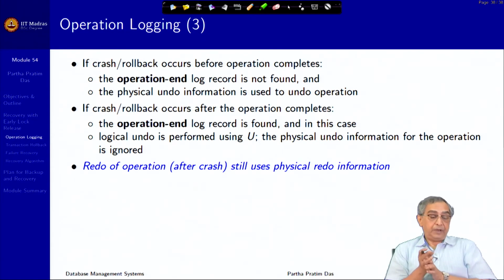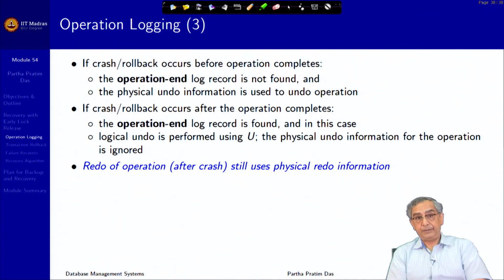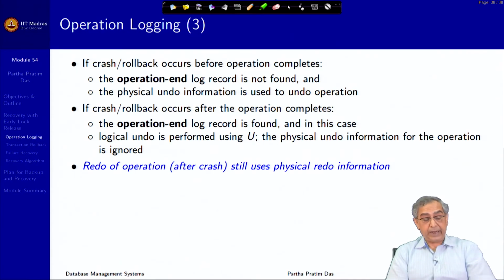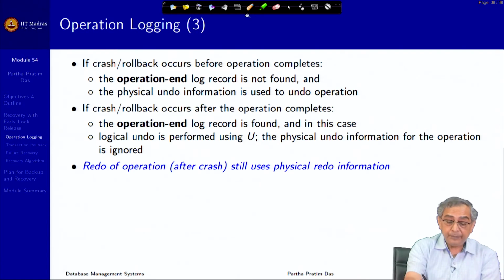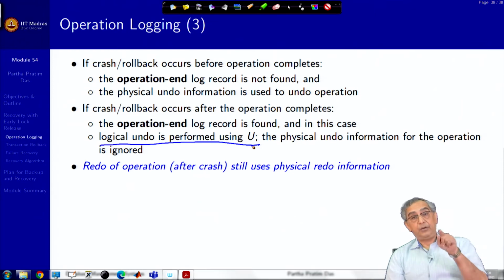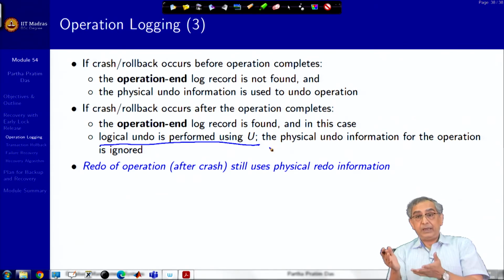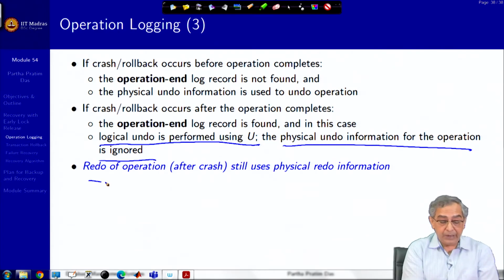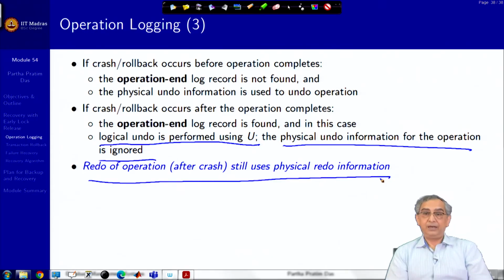Right? So, if the crash or rollback occurs before the operation completes, then the operation end log record will not be found, and the physical undo information is used to do the undo operation, which is normal. If the crash or rollback occurs after the operation completes, so lock release and changes have happened, then the operation end log record is found, and in this case logical undo is performed, because the operation is completed. So, you have to do the logical undo using the undo operation, which was delete in the last case. And once you have done that, you do not need to do the physical undo. So, you just ignore that, and then you redo the operation, which will still use the physical redo operation.